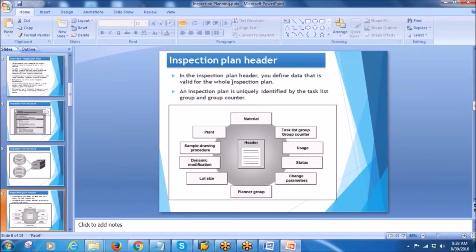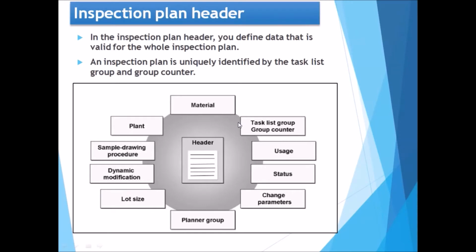Okay. So, the inspection header. In the inspection plan header, you define the data that is valid for the entire inspection plan. That's what you maintain. These are the data you are going to maintain here.